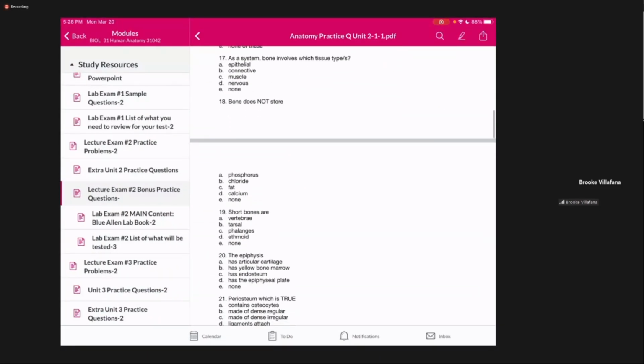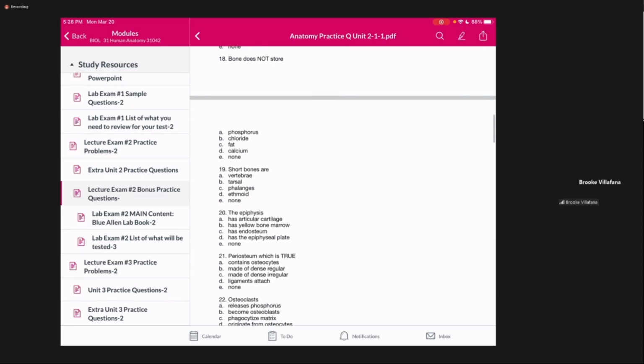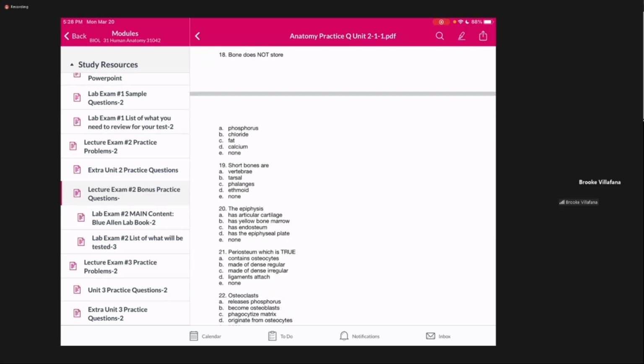Good. So I see people putting E, so that would be correct because bone involves all of those tissue types. So none of the options we see there are correct. So we're going to choose none, right? Because all of those are true. So we need to choose none because we're assuming all is part of the other options, basically. For question 18, bone does not store which of these? Phosphorus, chloride, fat, calcium, or none?